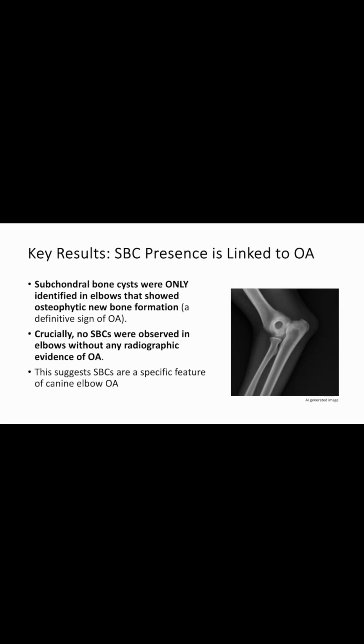The study found that subchondral bone cysts were only identified in elbows that showed osteophytic new bone formation, which is a definitive sign of osteoarthritis. Crucially, no subchondral bone cysts were observed in elbows without any radiographic evidence of osteoarthritis. The research also established a significant association between both the number of subchondral bone cysts and their maximum diameter with the severity of radiographic osteoarthritis.